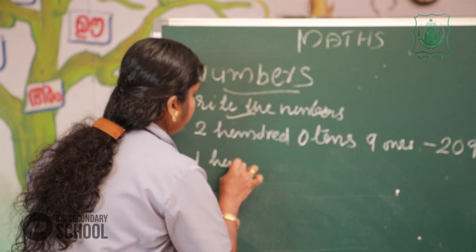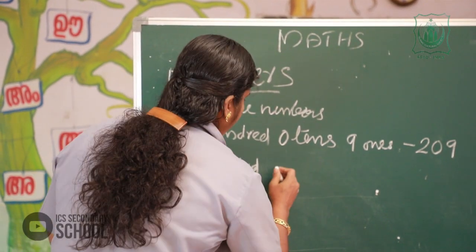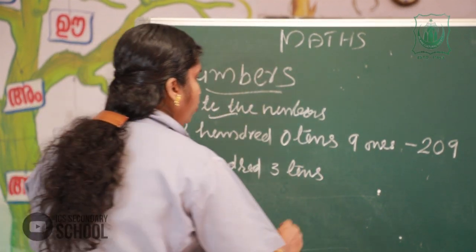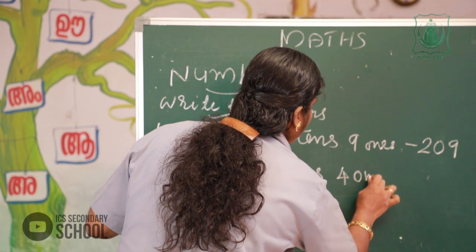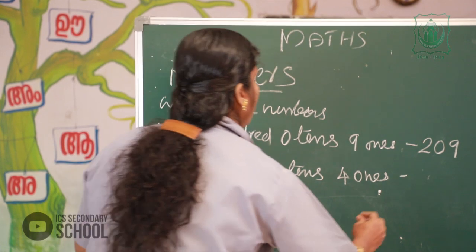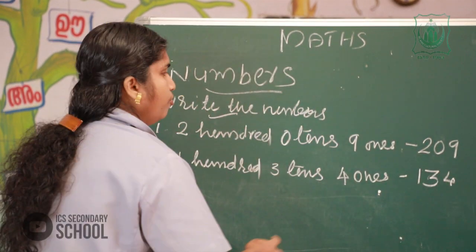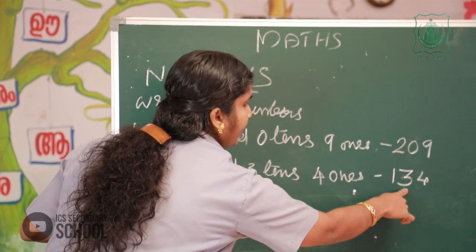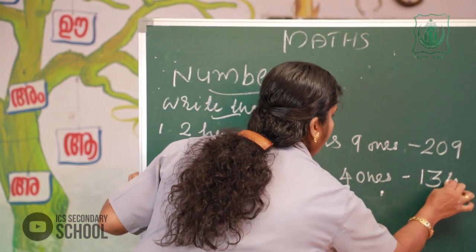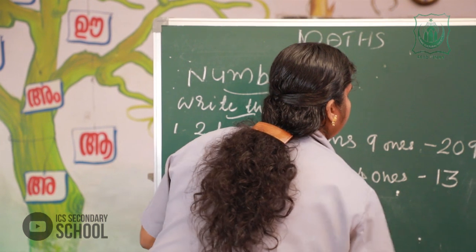Second one: 100, 3 tens, 4 ones. We get the number 134. 4 ones, 3 tens, 100 makes 134.